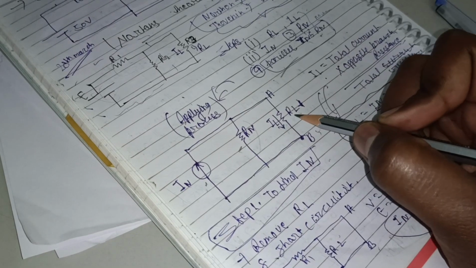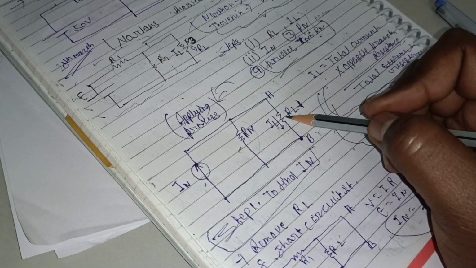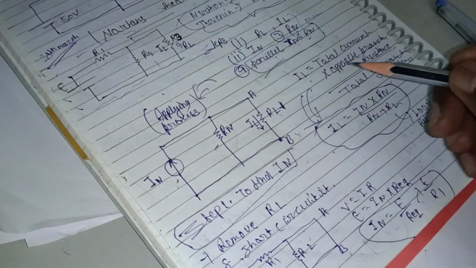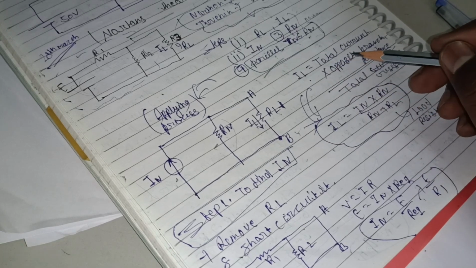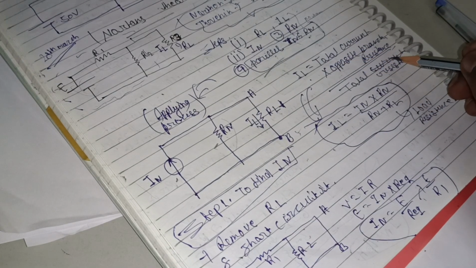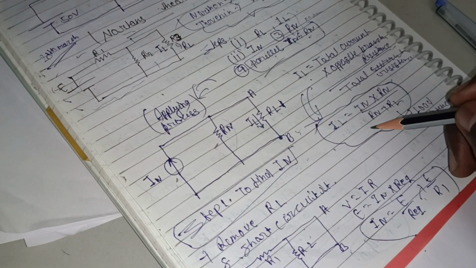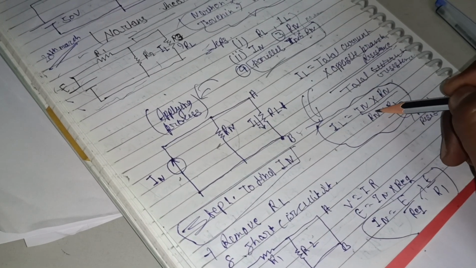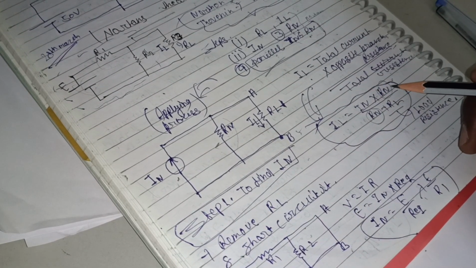The third step is we have to connect RL with IL. So IL is this. Simply for IL, the formula is total current into opposite branch resistance over total resistance. So IL is equal to IN into Rn upon Rn plus RL. So the main thing is to find Rn, because we face a problem here.